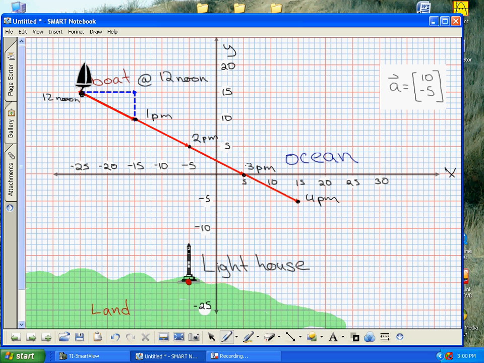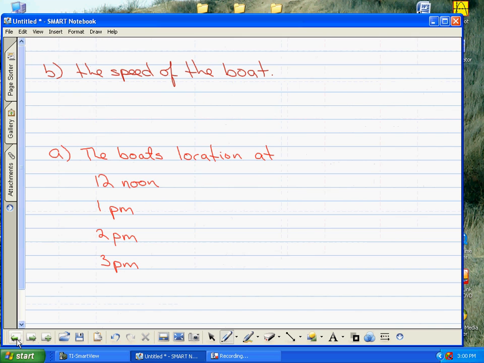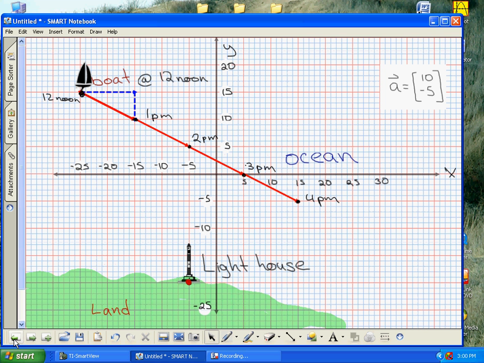Now, in order to answer the question, first of all, the speed of the boat we already computed to be 11.2 kilometers per hour. That is the speed of the boat. Now the boat's location at 12 noon, well, it's very simple. We all know how to do this. All I do is find out what the coordinate is.